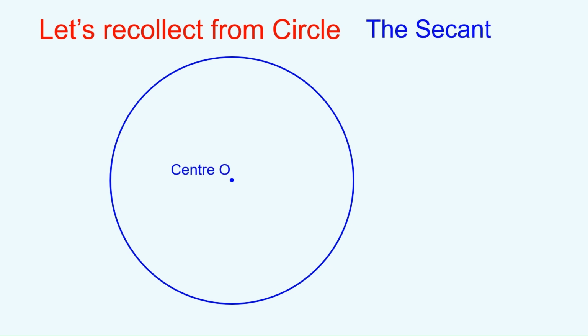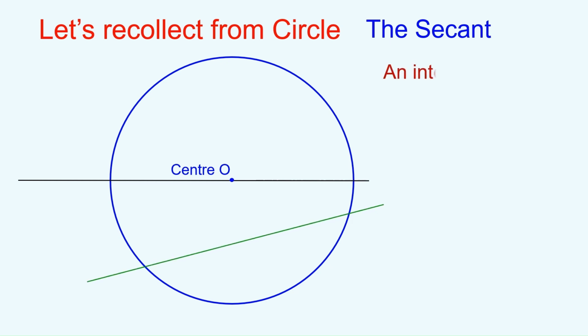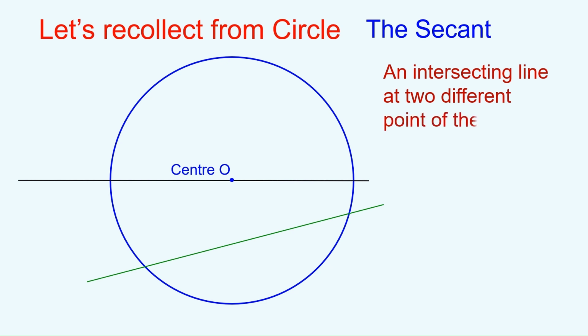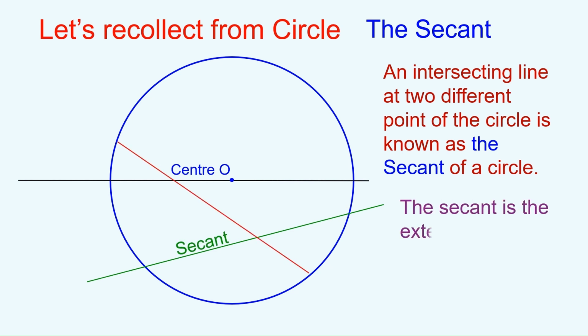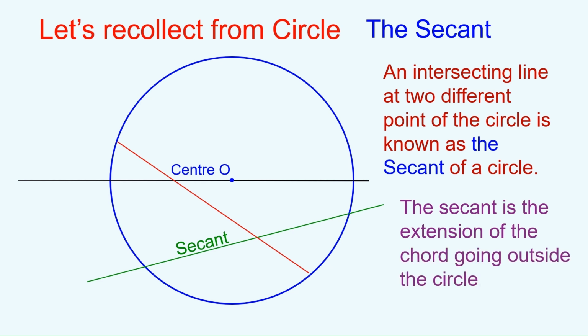Let's recollect the secant from the geometry of the circle. A line intersecting the circle at two different points is known as the secant of a circle. The secant is the extension of the chord going outside the circle.